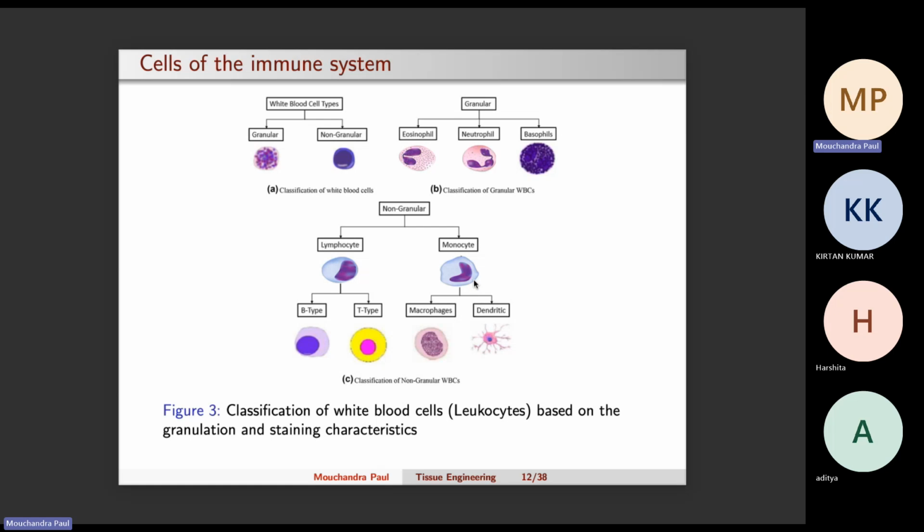So depending on whether the cells are phagocytic or not, we are classifying. Then the type of staining characteristic the cell has, we are classifying. Also the color: we see the erythrocytes, but the white blood cells, depending on the color as well, are characterized. So the lymphocytes are the T cell, B cell, as well as the natural killer cell that is not mentioned in this figure. And the monocyte can differentiate to become either a macrophage or a dendritic cell.